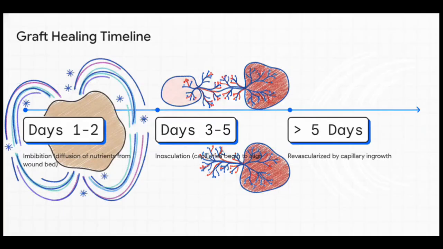You absolutely must memorize this healing timeline. Think about it. How does a graft even survive the first 48 hours without any blood vessels? Well, days 1 and 2 rely entirely on imbibition, which is just a fancy way of saying nutrient diffusion directly from the wound bed. Then, days 3 to 5 hit the inosculation phase, where the capillaries of the graft and the wound bed finally start to align. And finally, after day 5, the graft truly revascularizes through capillary ingrowth.